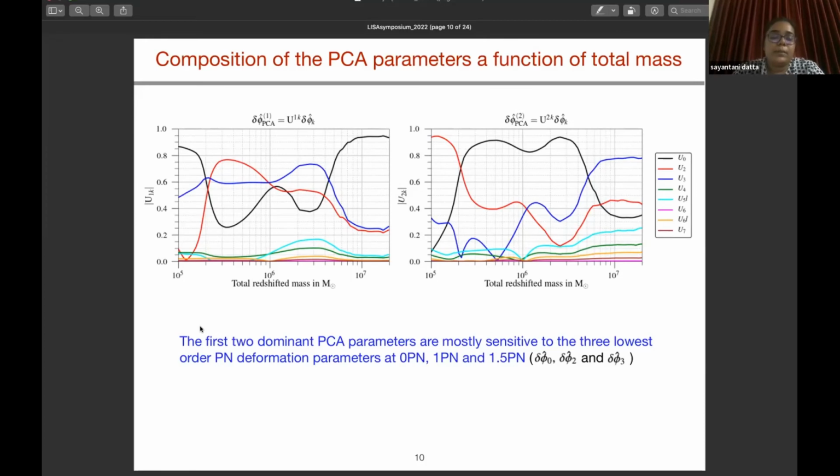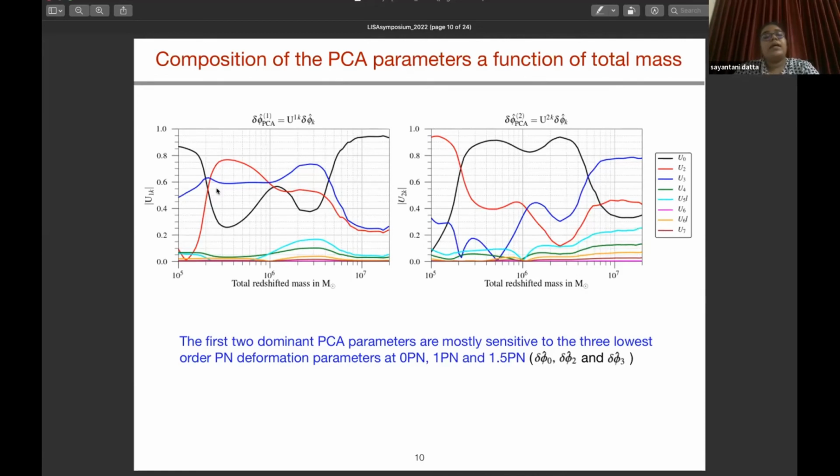The main take-home message from here is that the leading PCA parameter is mainly dominated by the first three post-Newtonian deformation parameters, denoted by these black, red and blue lines. The same applies to the second leading one as well, which is shown on the right. However, there is one interesting feature here: as you increase the mass, the cyan line, which is 2.5PN log, pops its head out from the crowd.